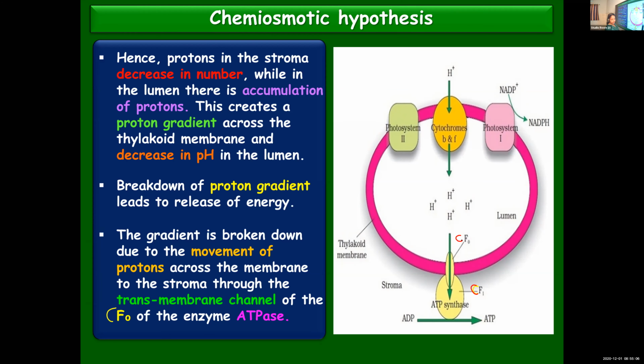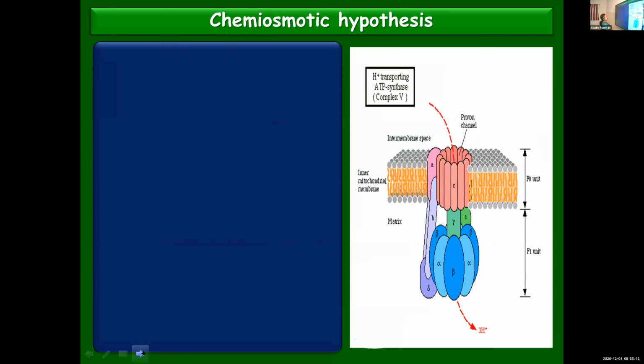Through this transmembrane channel of F0, here you can see that ATP synthase is an enzyme. This ATPase or ATP synthase enzyme has two parts. The first part you call CF0. One part is embedded in the membrane, and the other part is protruding out. The protruding part you call CF1, and the embedded part you call CF0. It is CF0 which acts as a transmembrane channel. You can see the arrow pointed towards the stroma, towards outside. Through this channel, protons start moving outwards.